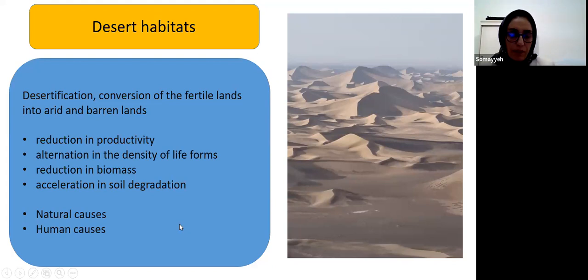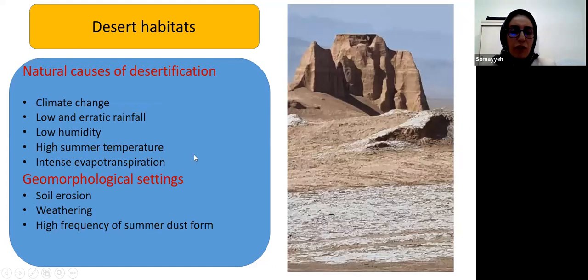So for the natural causes, we are experiencing, and this is nowadays global warming, and then low and erratic rainfall, low humidity, high summer temperature, intense evapotranspiration, and other groups include geomorphological settings that include soil erosion and weathering, and high frequency of summer dust storms.